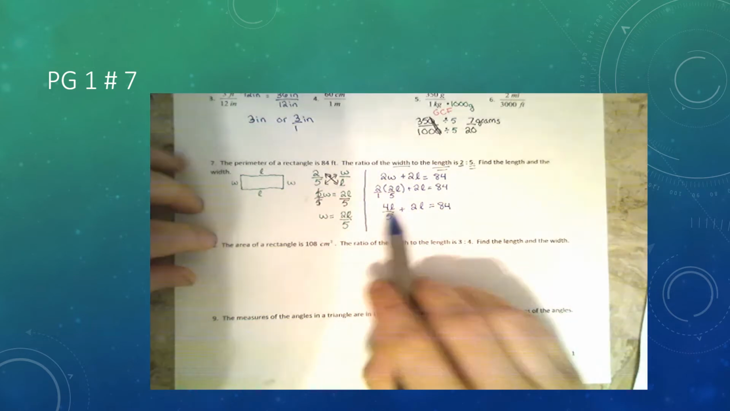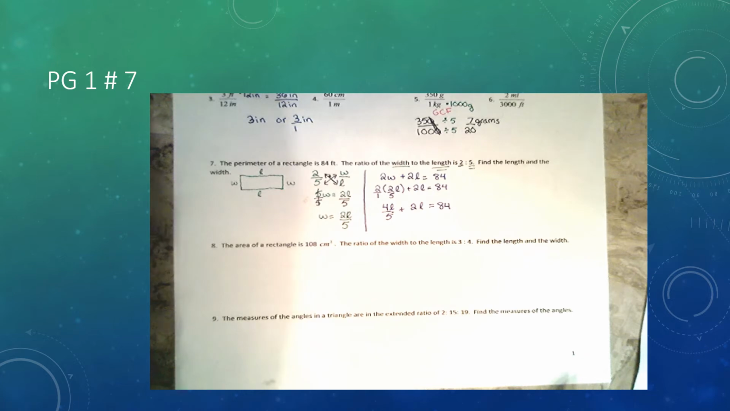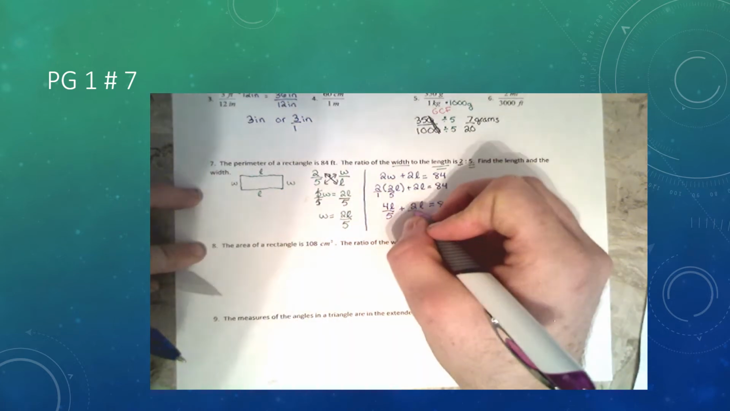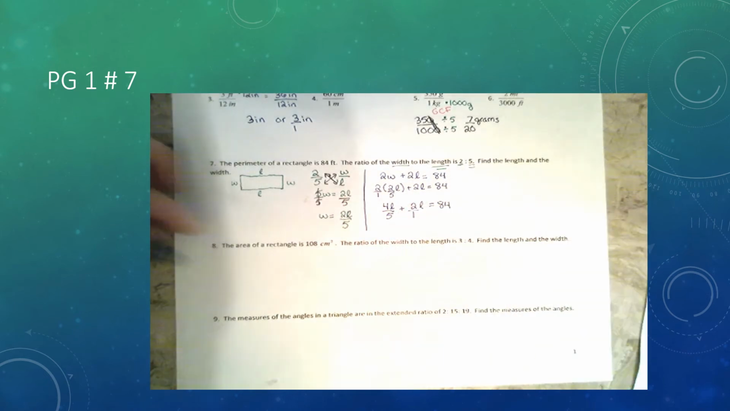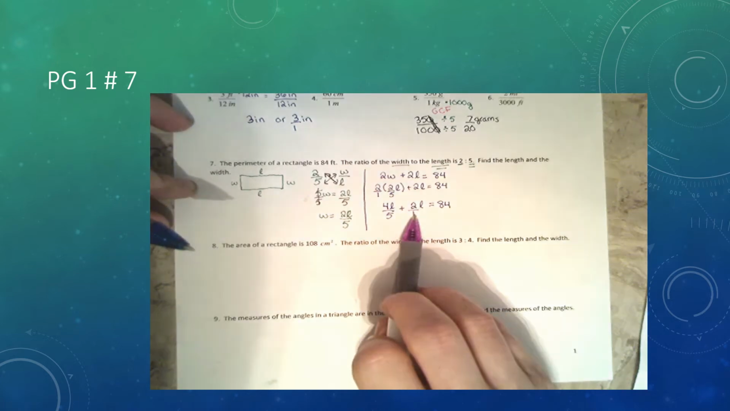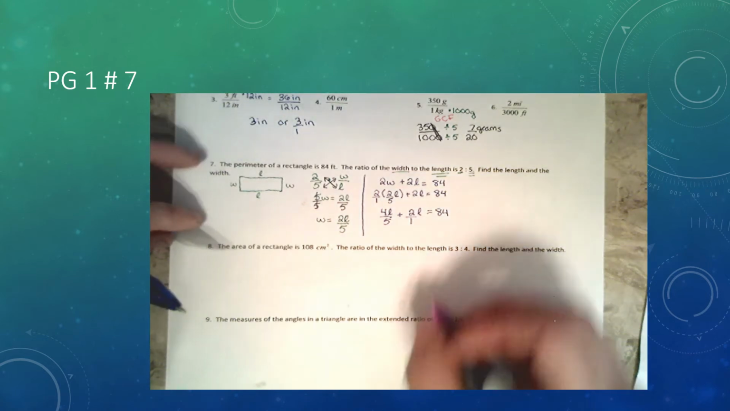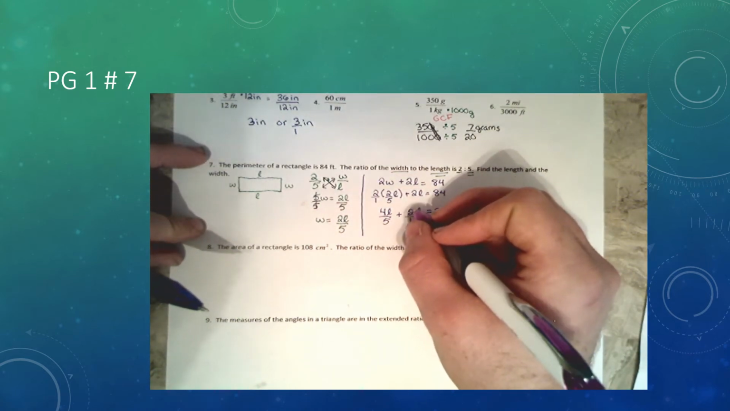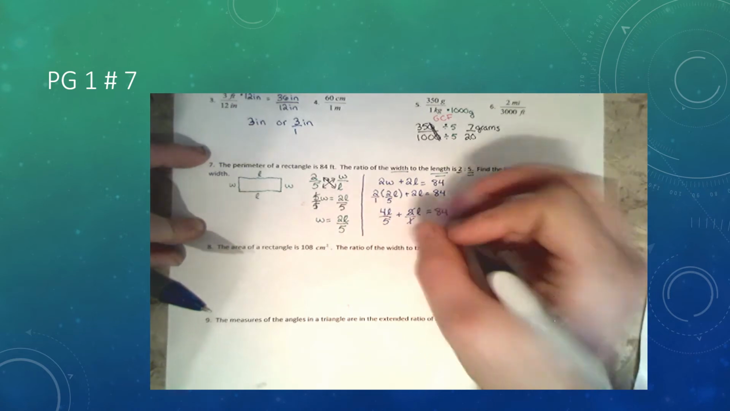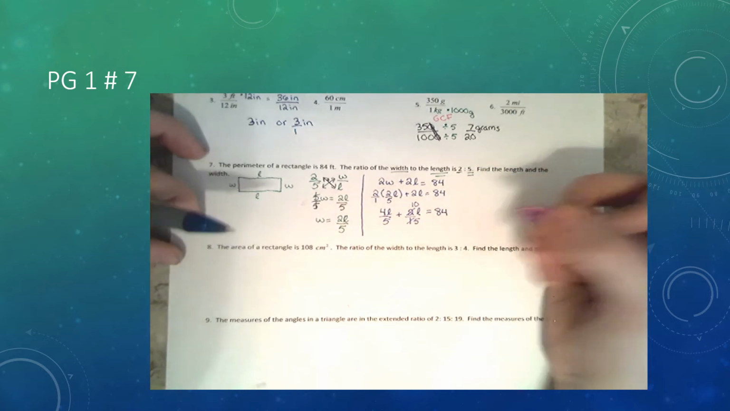Now I want to add these together. When you're adding a fraction, the denominator does matter. They do have to be the same. So I'm going to make this one 2 over 1. 1 is not the same denominator as 5, so I'm going to have to change this one so that it has the same denominator. In order to do that, I have to multiply the top and the bottom by 5. So now I'm going to have 10L over 5.